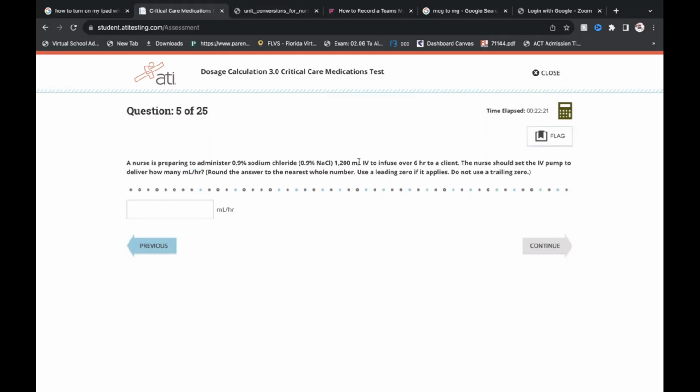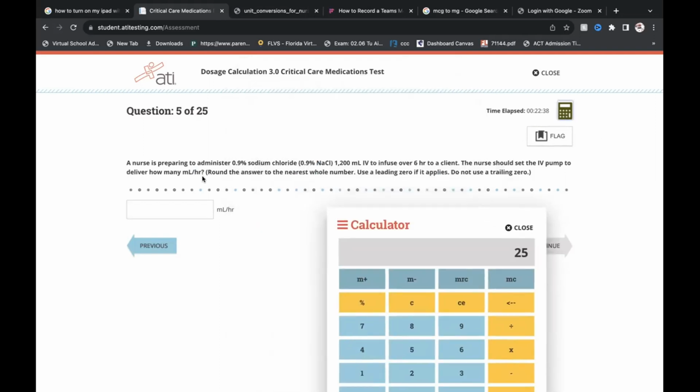So this is the amount of milliliter that is given. This is the amount of hours that it is. So now we need to find out how many milliliter per 1 hour. Honestly, this is probably the easiest question we've done today. We just need to do milliliter over an hour. ML over HR. 1,200 over 6. Divided by 6. That gives you 200.